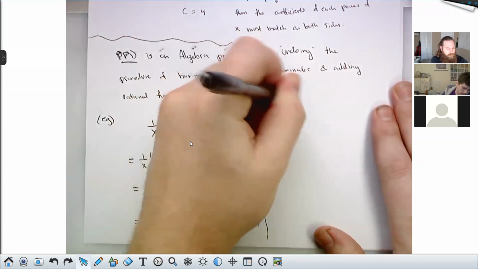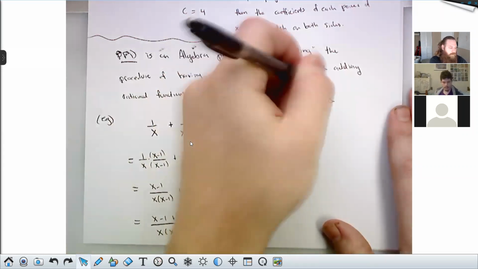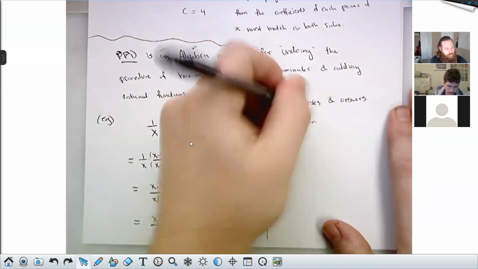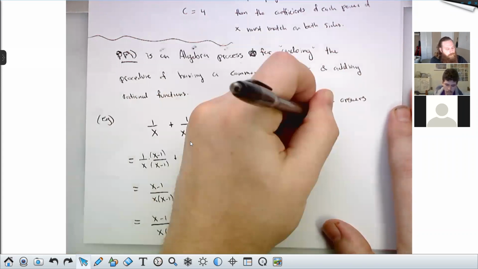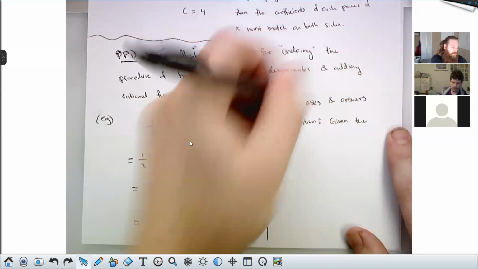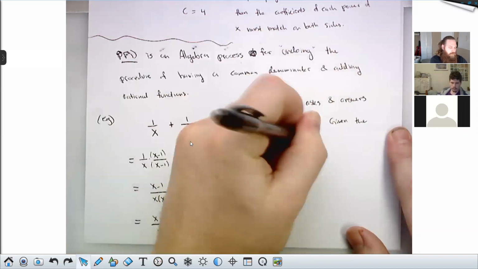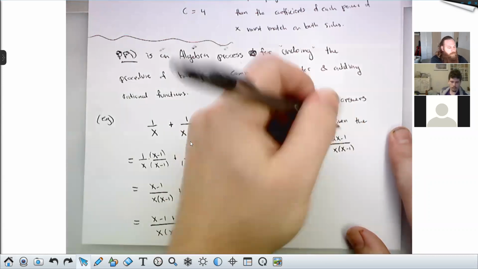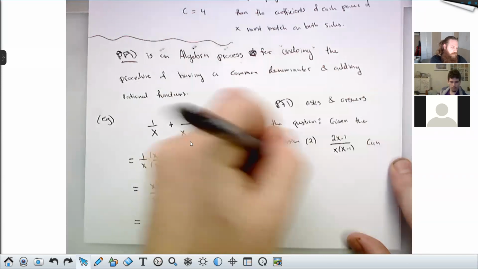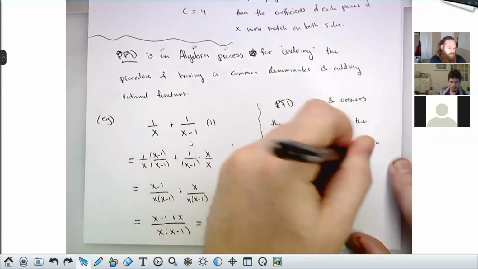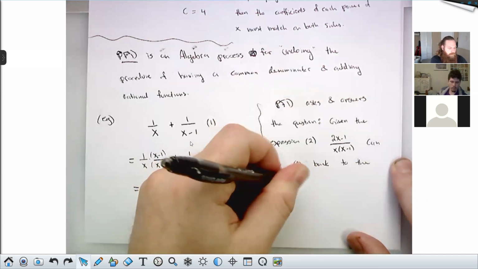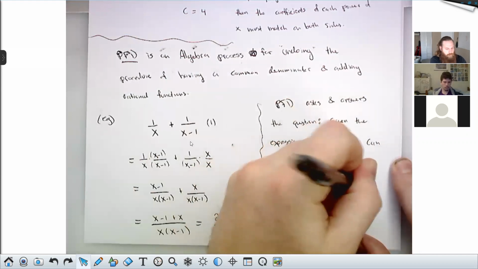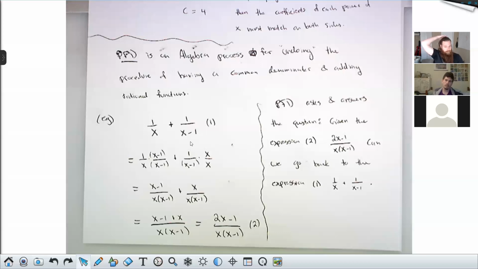So partial fractions asks and answers the question, given the expression 2, which is 2x minus 1 over x times x minus 1, can we go back to the expression 1, which was 1 over x plus 1 over x minus 1? Question mark.